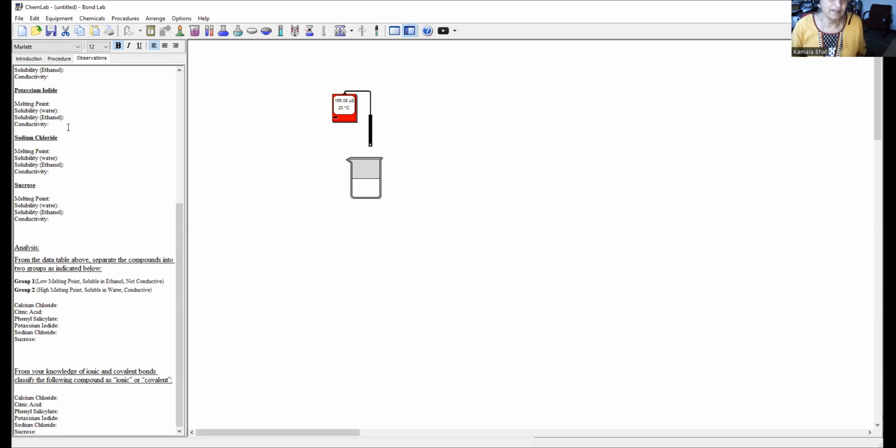As soon as you put that in, then you classify them. Group 1 consists of low melting point, soluble in ethanol, not conductive. Then group 2, high melting point, soluble in water, conductive. Put it in that for each of these and label them. So you will have your table with all of it, and you can add a last column for whether it is group 1 or group 2. You classify it into 2 groups.